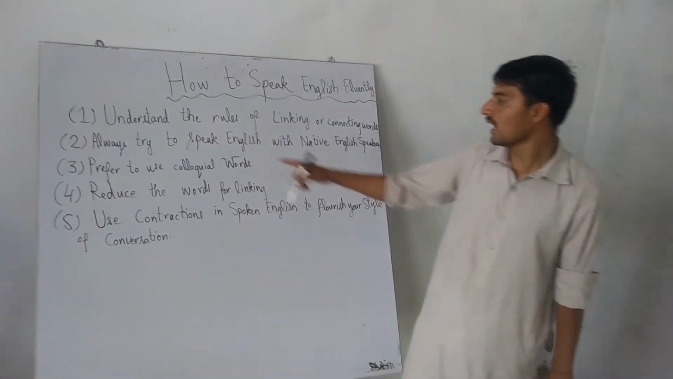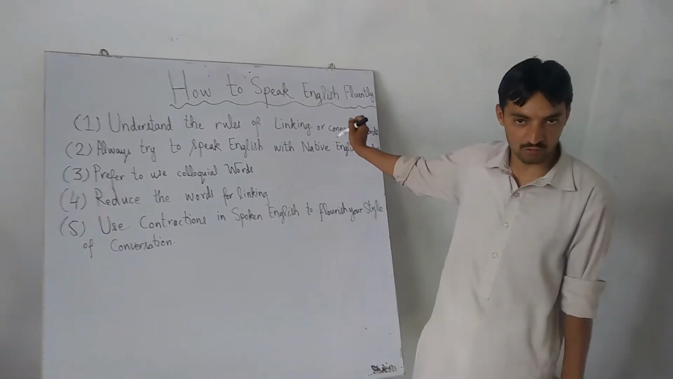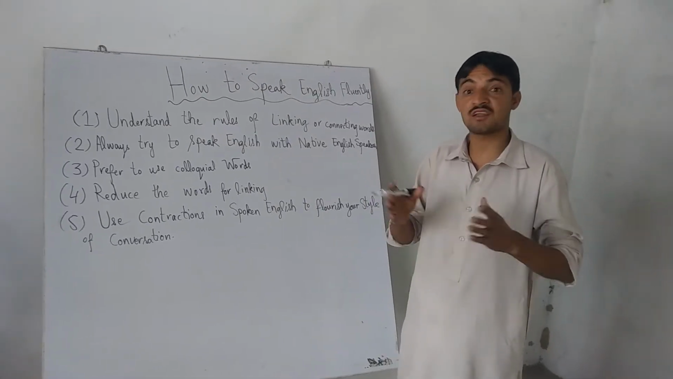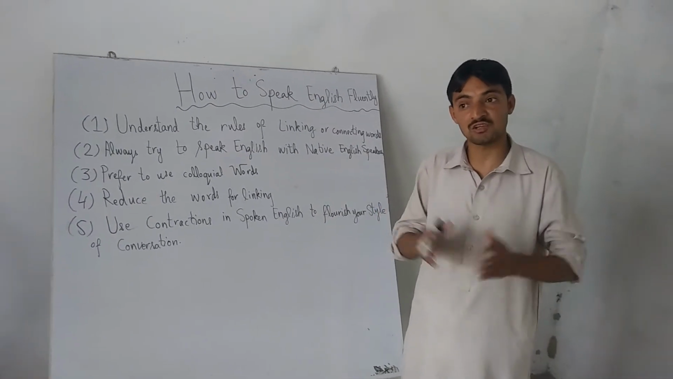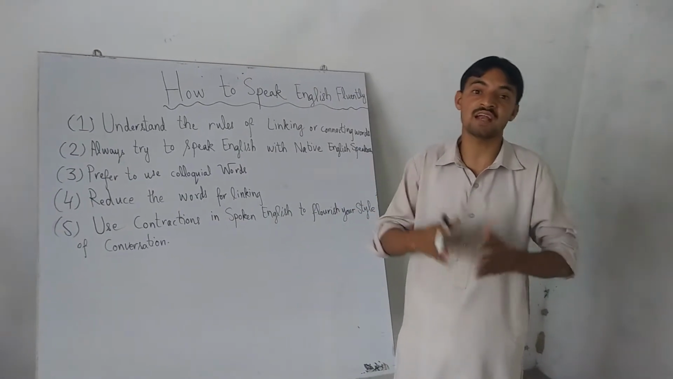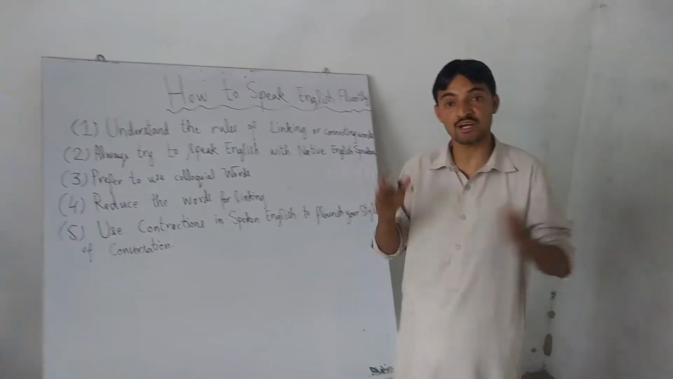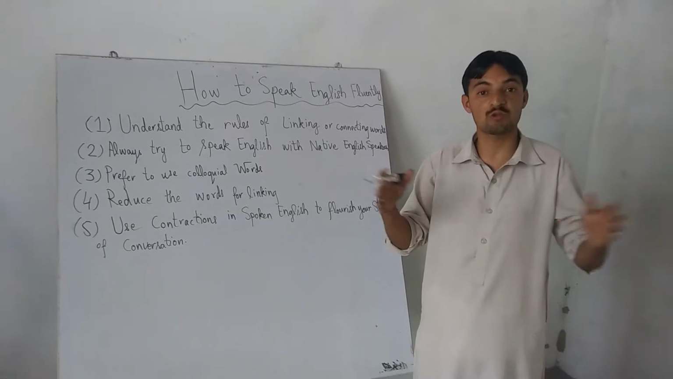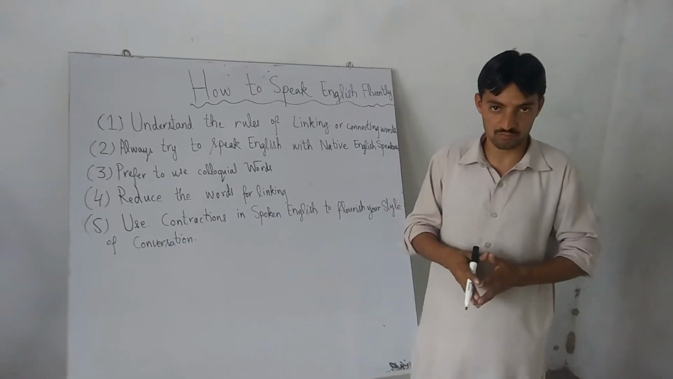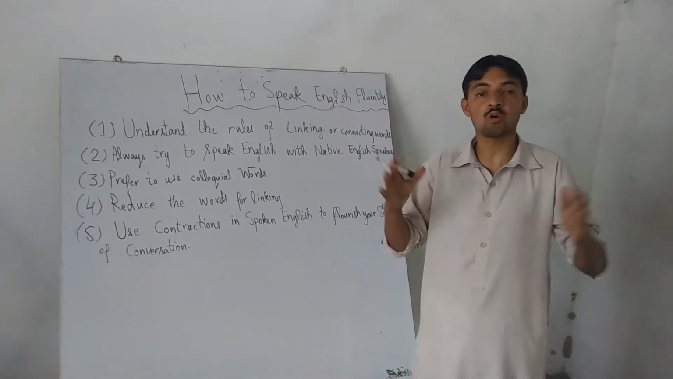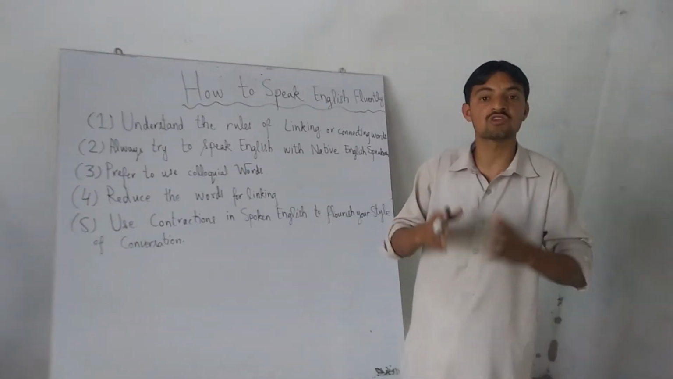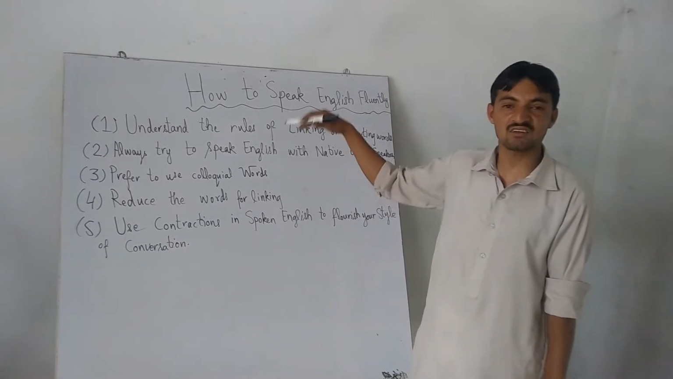So the first step is to understand the rules of linking or connecting words. You will understand that native English speakers speak English very fast. Why? There is an important reason behind this. They speak very fluently and quickly because they smash different words together, right? Besides this, they always try to use reduced forms. They don't use long words, long phrases and sentences. They use very short words. So they link or connect different words together.